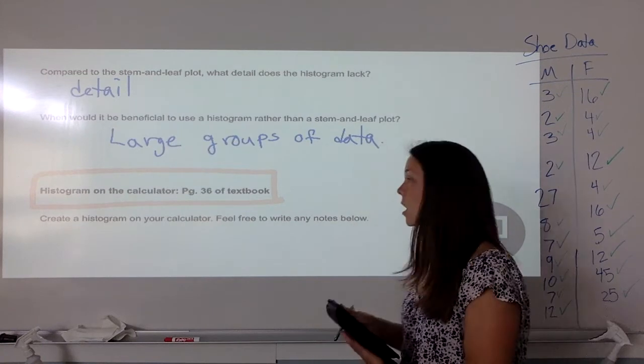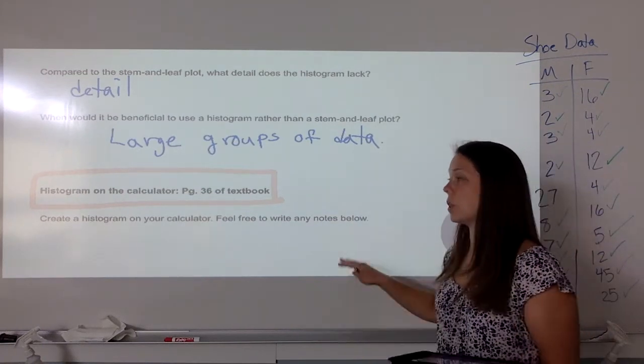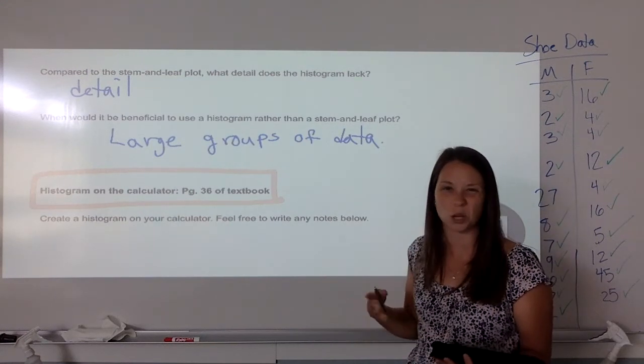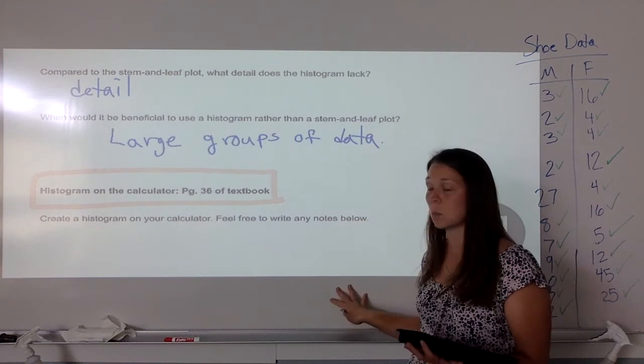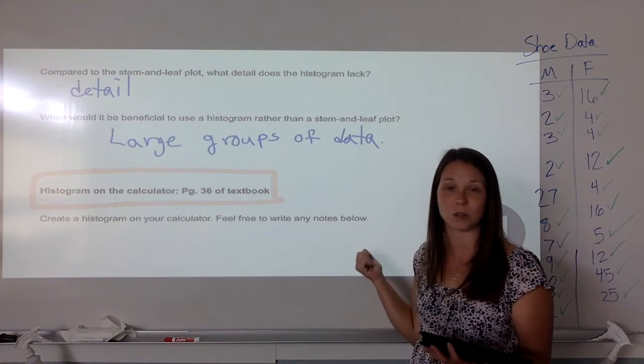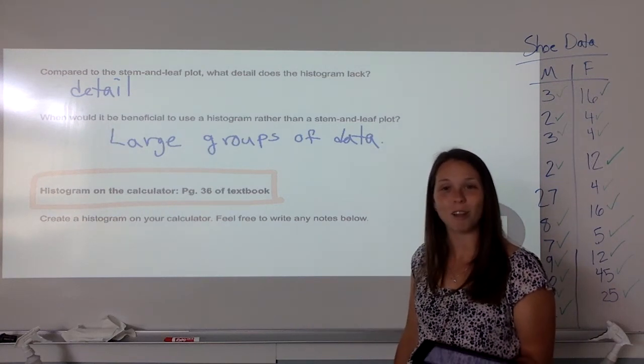And then it says create a histogram on your calculator. Feel free to write any notes below. So this is just for you to give yourself some quick notes here on how to do it on the calculator, so you don't have to keep turning back to the textbook, and you can just refer back to the notes packet versus the really big textbook. All right, that's all of 1.2.